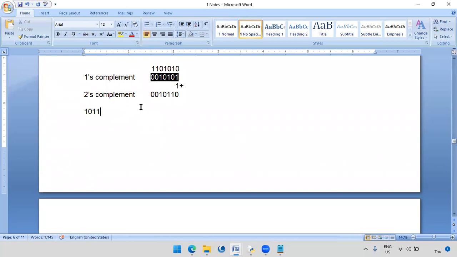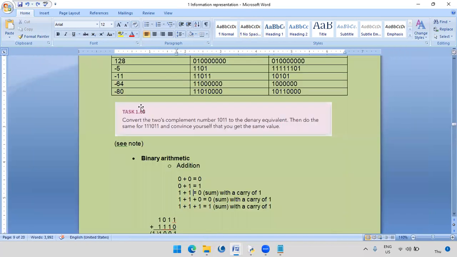Take this: it is equal to minus 8 plus 2 plus 1, which is equal to how much? Minus 8 plus 2 plus 1 is minus 5. Then you are asked to do the other number with three ones.